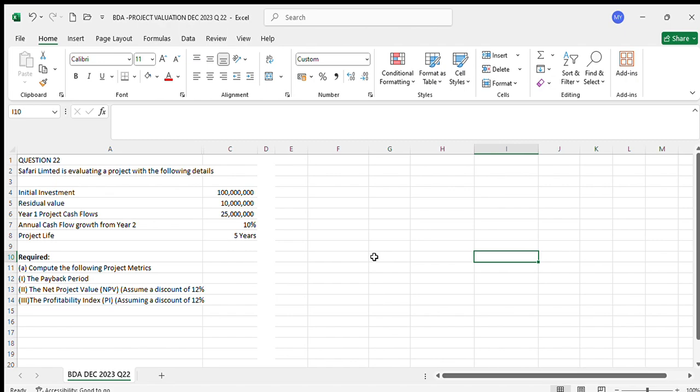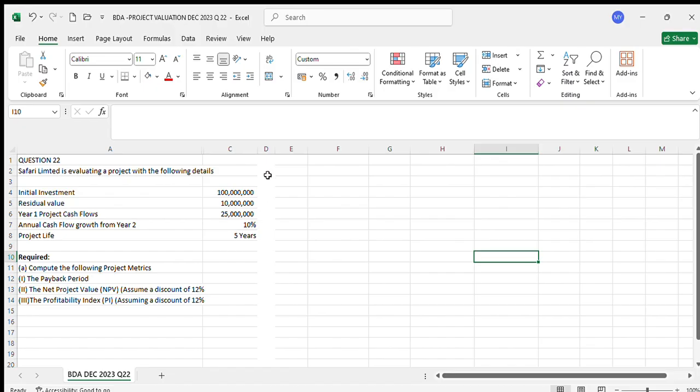Then for the first year, we're going to get 25 million cash flow, and that cash flow is expected to grow from year 2 at 10% for the 5 years. Required: A, compute the following project metrics. Number 1, the payback period, the NPV, assuming a discount rate of 12%, and the profitability index, assuming a discount rate of 12%.